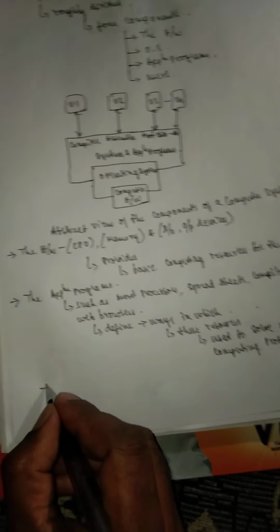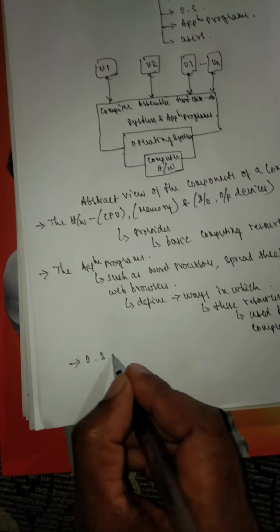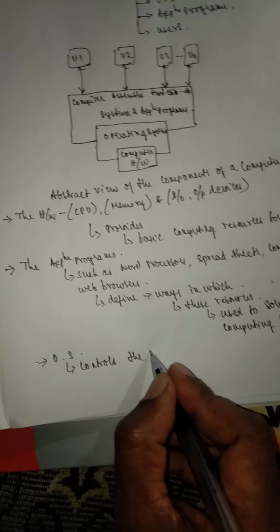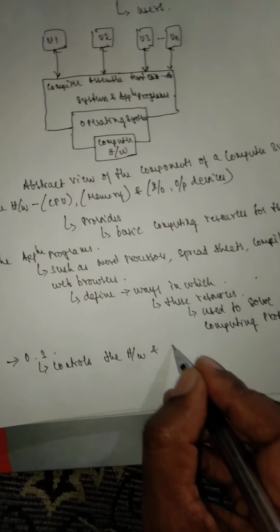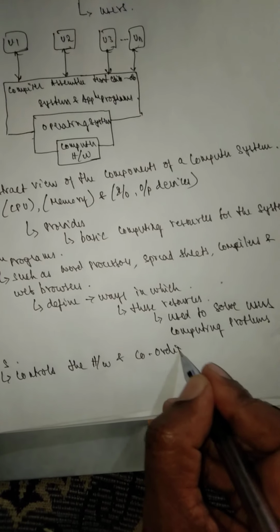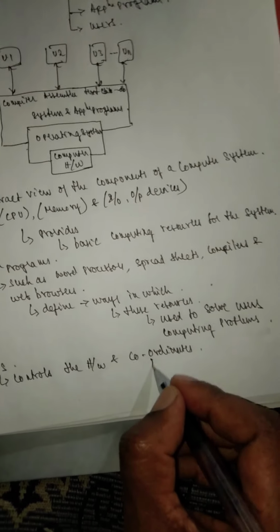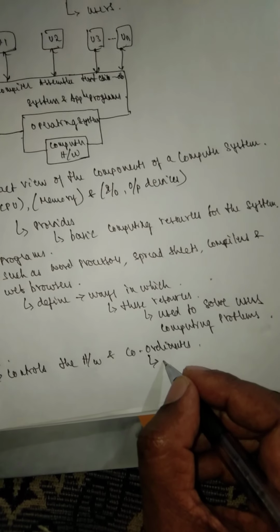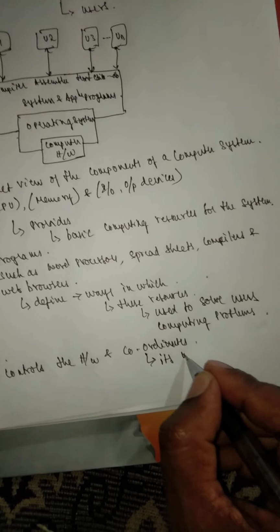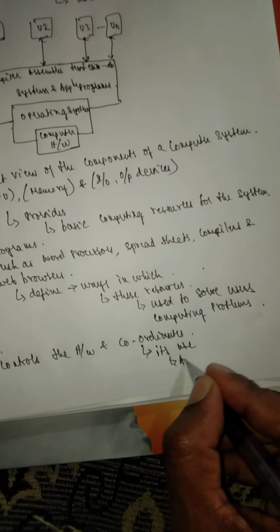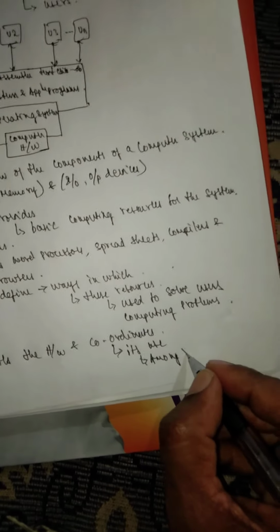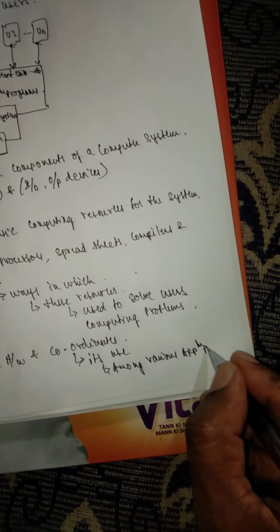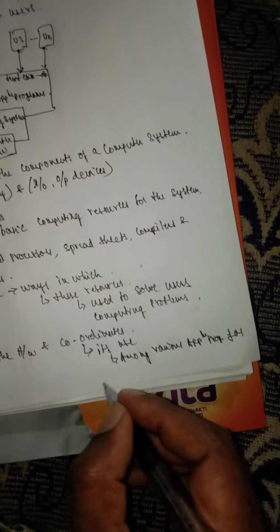So the next thing is the operating system controls the hardware and coordinates its use among various application programs for the various users.